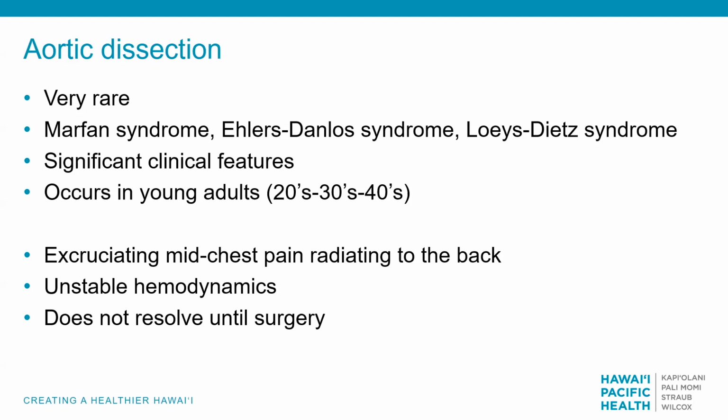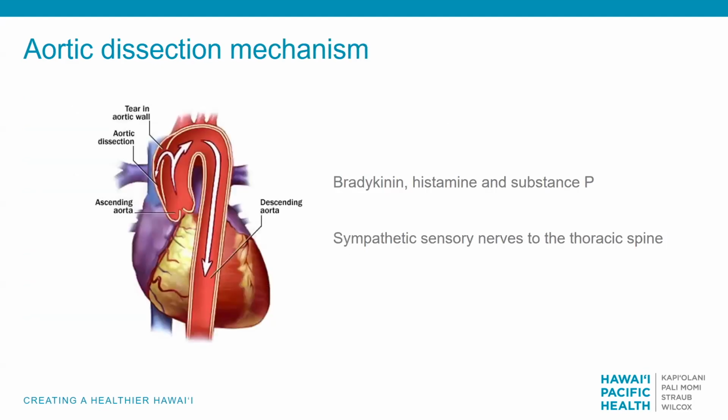So again, that's why I explain this to the parents and I say, oh yeah, no, it's clear cut. It is not what it is. The dissection usually happens in the aortic root, ascending aorta, and the pain is related to the thoracic spine. That's why it radiates to the back and it's midsternal.